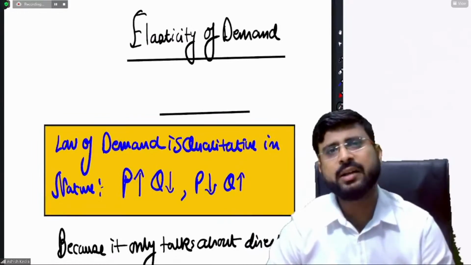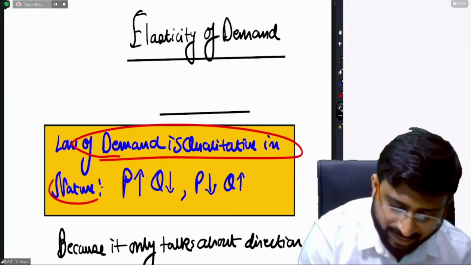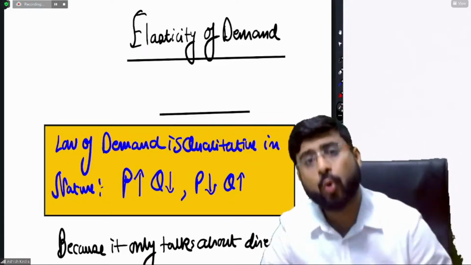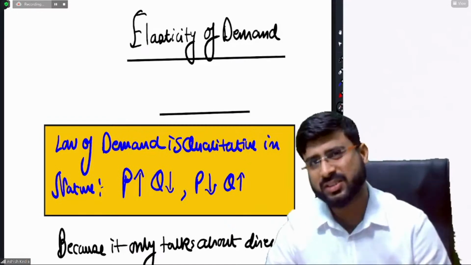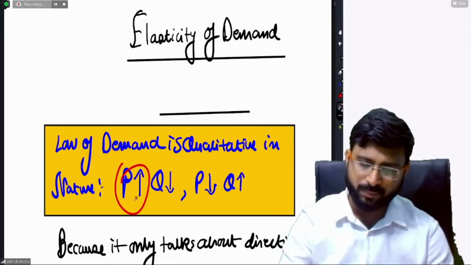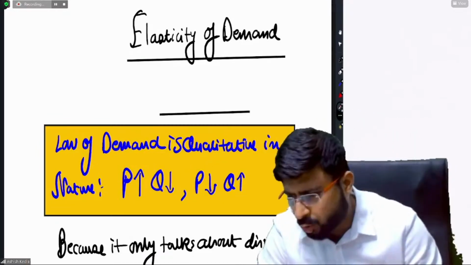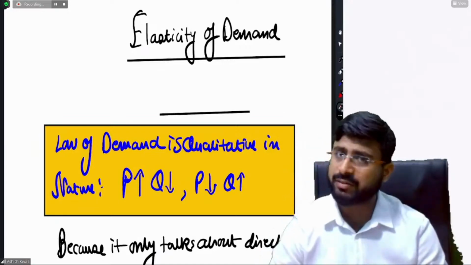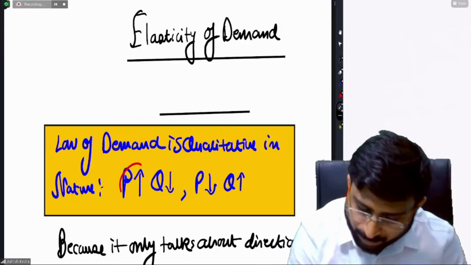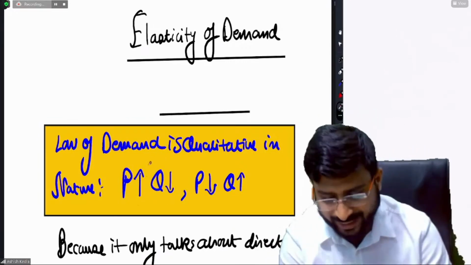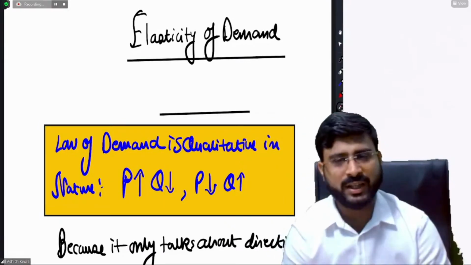Now everyone, I am telling you one statement. That law of demand is qualitative in nature. Sir, what does this mean? Qualitative in nature? It means when price rises, quantity falls, and when price falls, quantity rises. Qualitative means, please remember, that when price falls, quantity rises. And when price rises, quantity falls. So we know about the direction.